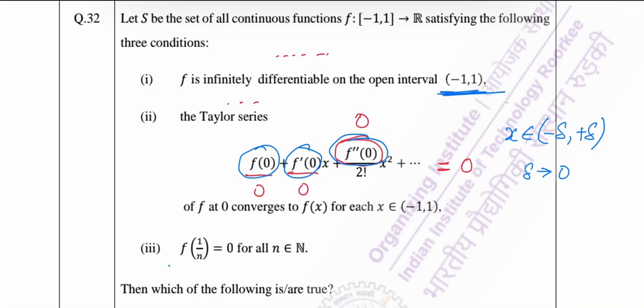You may question, but I say that f(0), f'(0), f''(0), these are constants. Constant means this will not change. So for that interval too, the Taylor series, these coefficients being constants, you have to put 0, and for that interval also the Taylor series will be 0. So now this question is over.